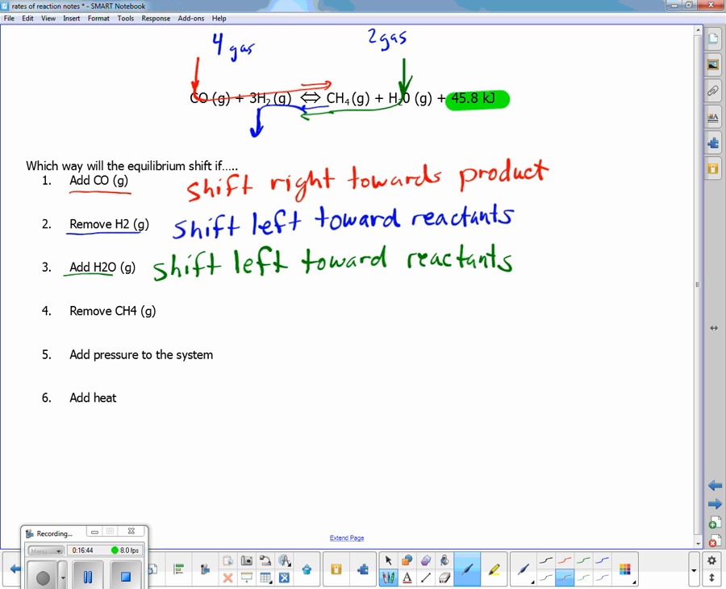Okay, so here we're going to remove CH4. I'm going to take that out. There's a hole. I've got to fill the hole. Which way is it going to shift? Towards the products. Good. So shifts right toward products. Grace, are you getting this?